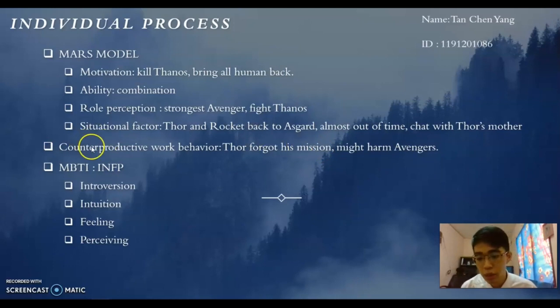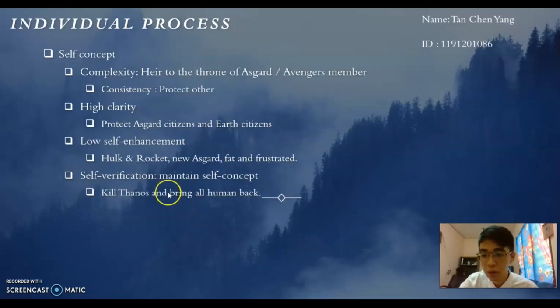For self-concept, there is some complexity in these two identities. The first one is heir to the throne of Asgard, and the second one is being one of the Avengers members. There is a consistency in these two identities, which is to protect others, like the Asgard citizens and the Earth citizens as well.